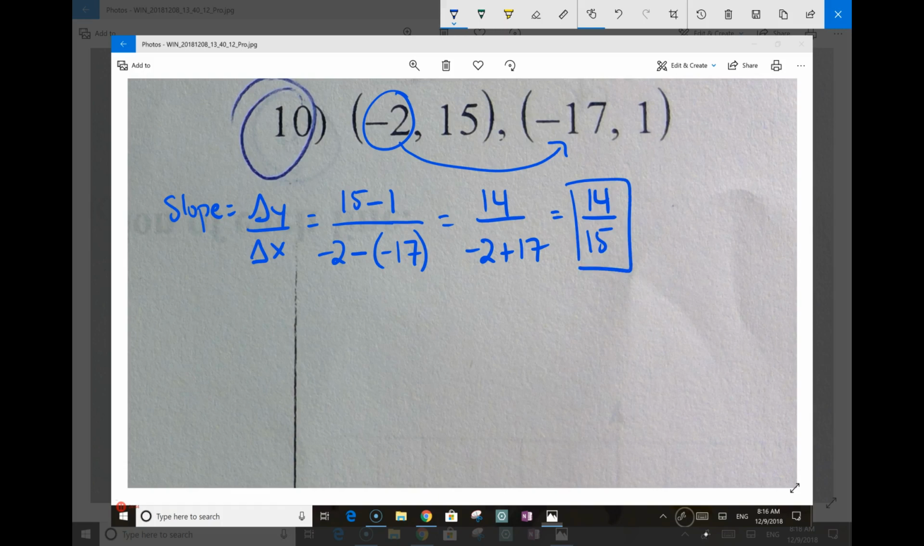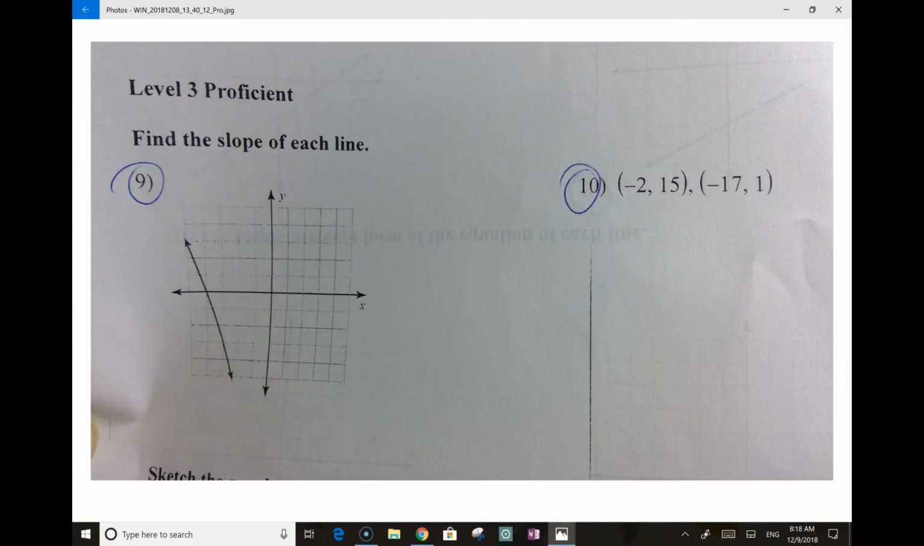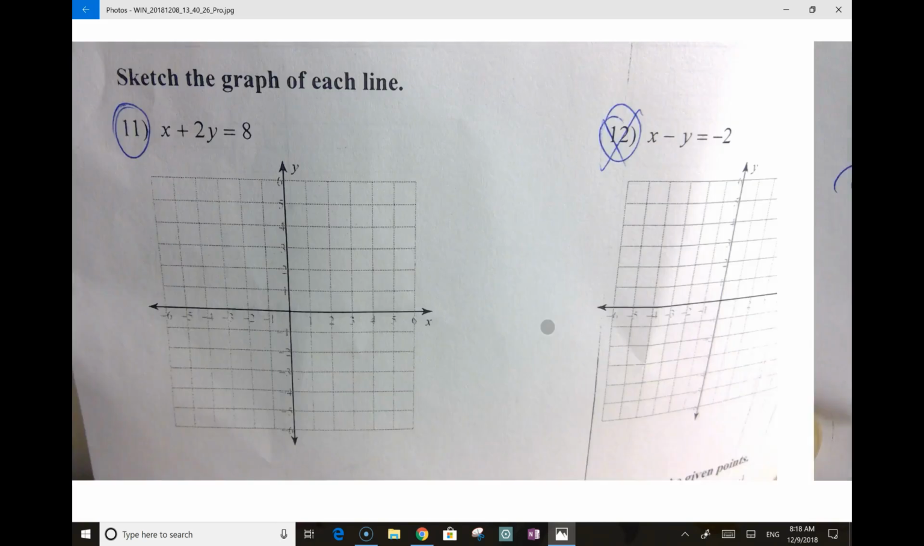Okay, here we go. Next question. Find the slope of each line. Oh, actually, never mind. I didn't want to do that one.